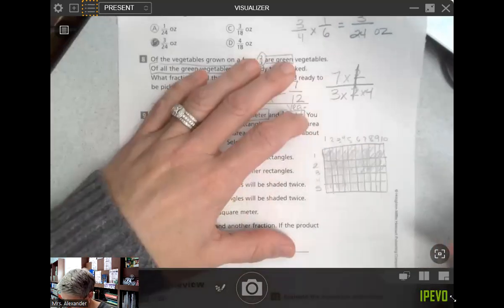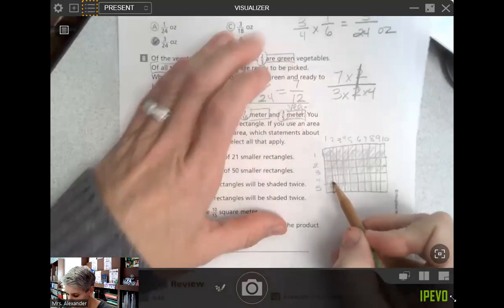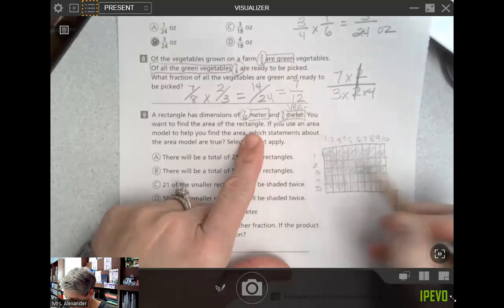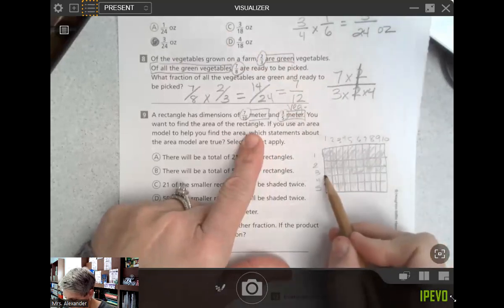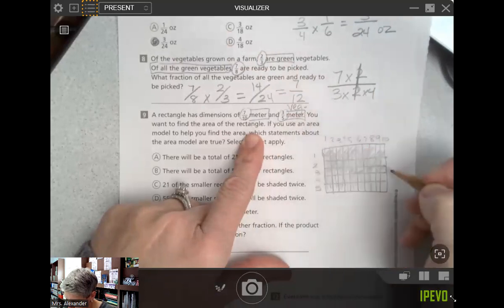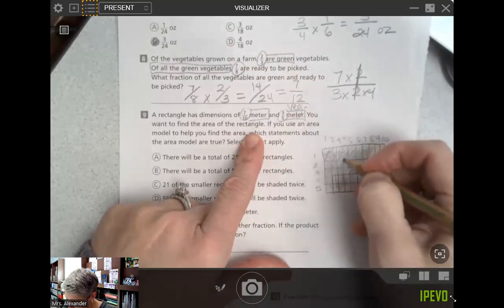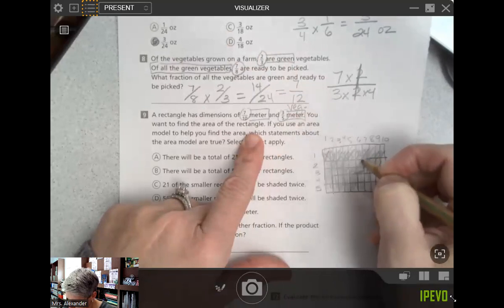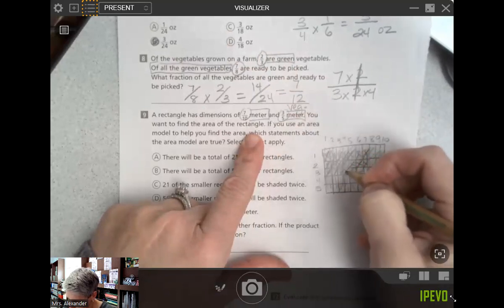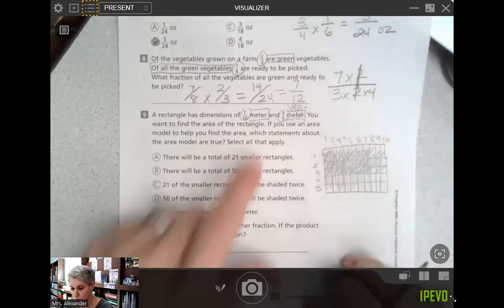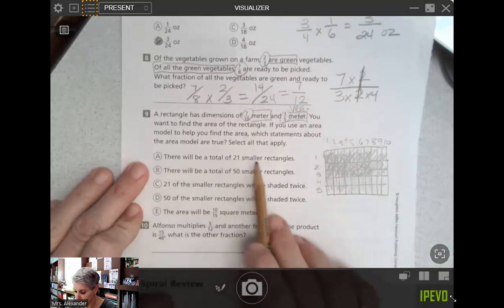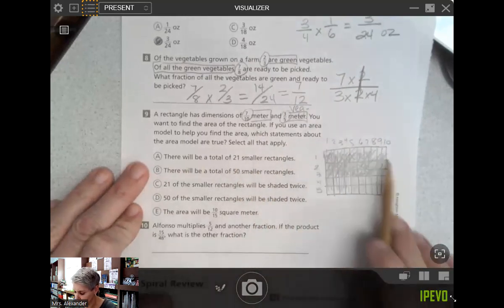And then I'm going to see, let's see, we had 3 and 7. So kind of hard to see. I'm going to try to show you here where they overlapped. We had 7 and 3. So I'm going to just block out. Maybe the X's will help you see it better. There's where we overlapped. So will there be a total of 21 smaller rectangles?